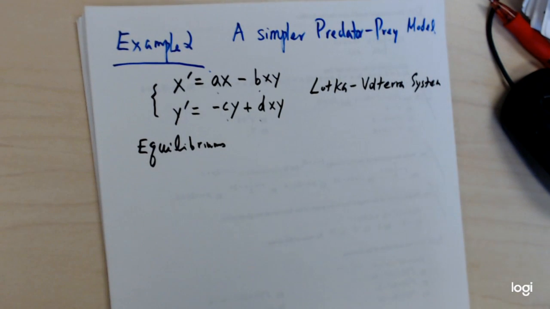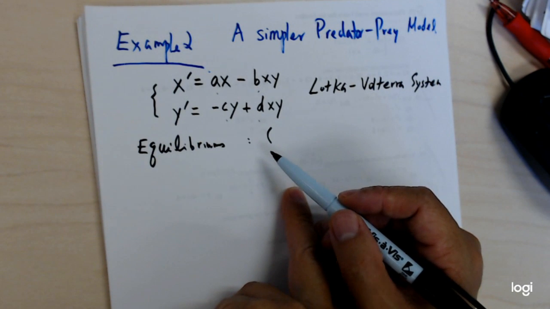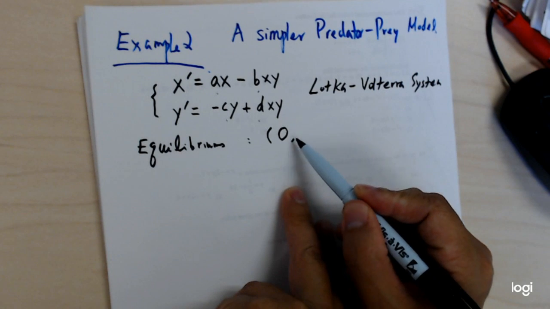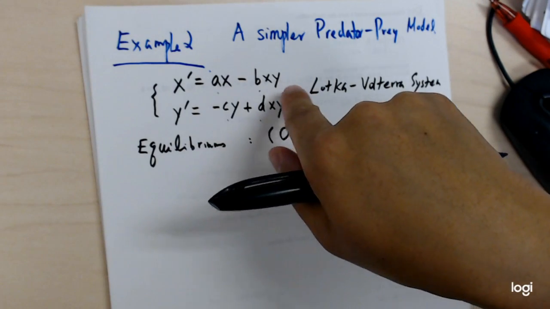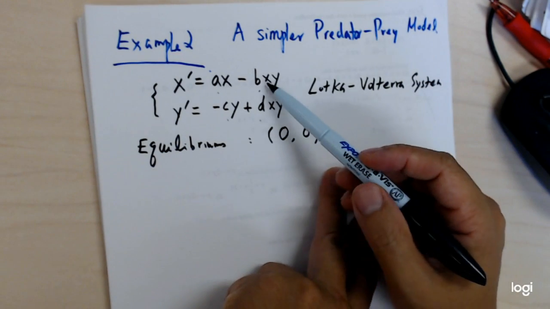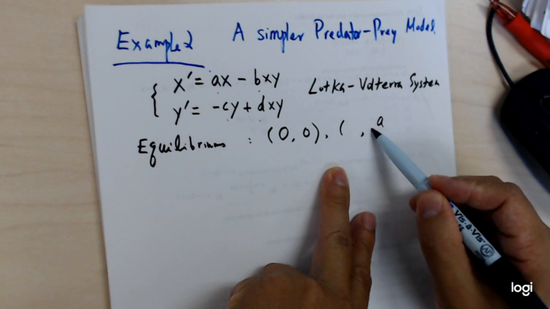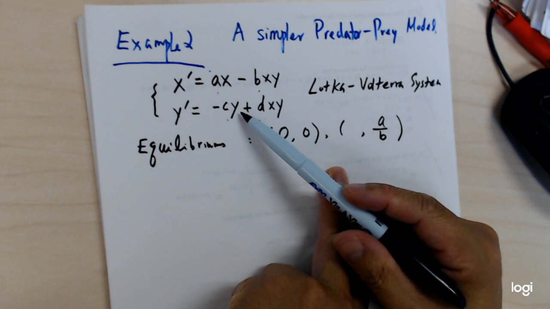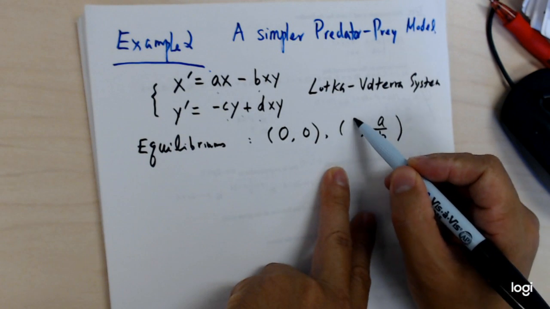Equilibrium points can be easily found. There are two equilibriums. 0, 0, meaning both the predator and prey will go extinct. Clearly, x is 0, y is 0, the right side is 0. For the first one, if you factor out x, you can clearly solve for a y value, which is a over b. For the second equation, if you factor out the y, you will get an x value, which is c over d.